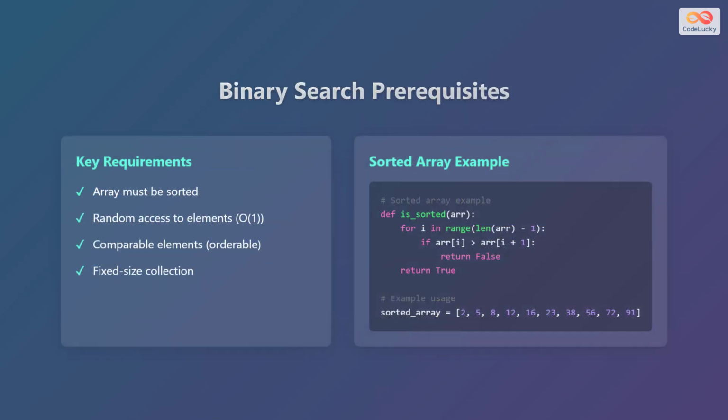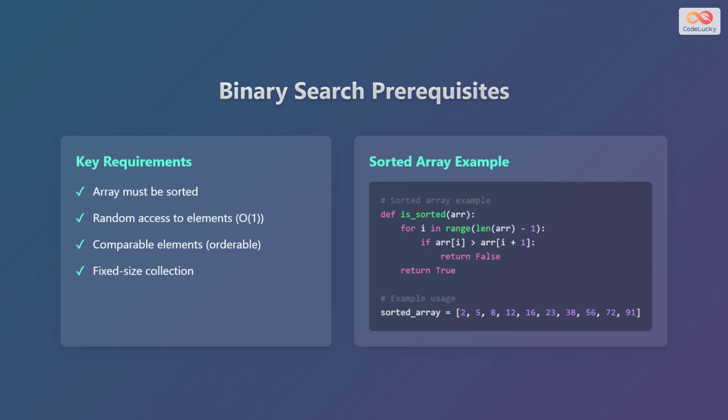Before applying binary search, there are key requirements that need to be met. First, the array must be sorted in ascending or descending order. Second, random access to elements should be possible in constant time, denoted as O(1). Third, the elements must be comparable, meaning we can determine their order relative to each other. Finally, the collection of elements should have a fixed size.